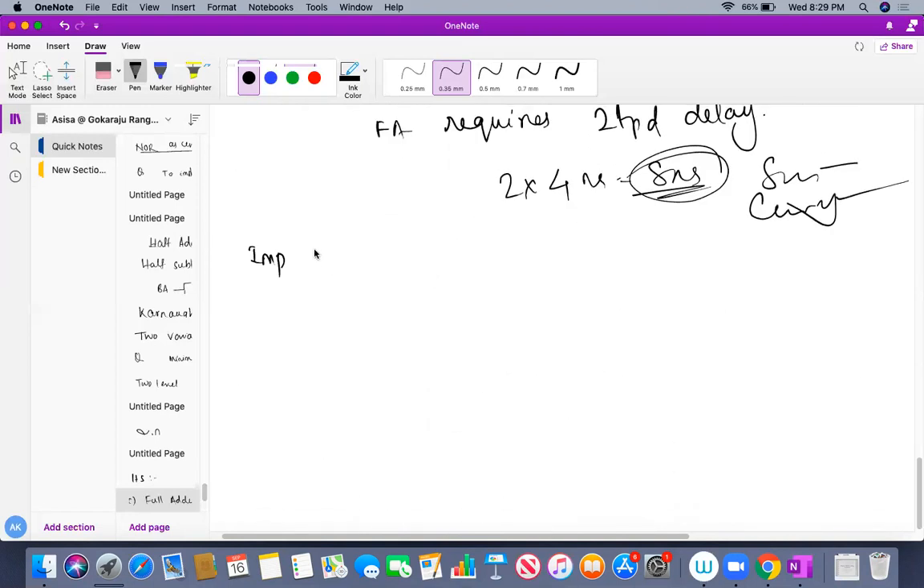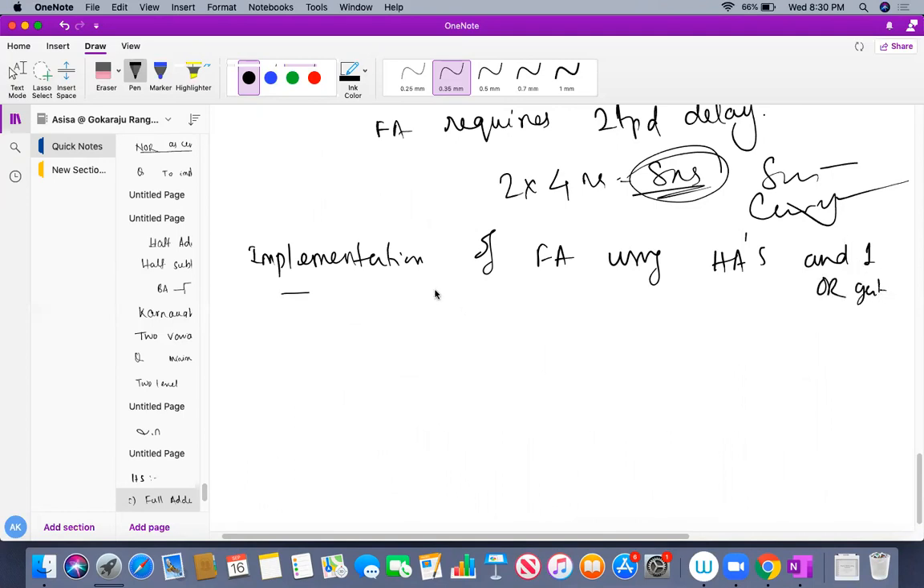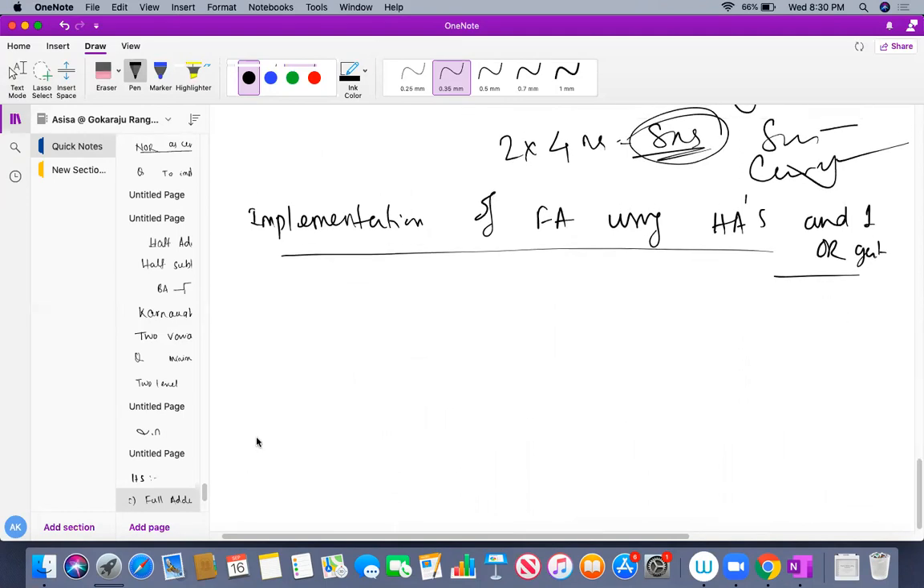So the next part is the implementation of a full adder using half adders and one OR gate. We'll see how it works; I'm going to prove it. First of all, tell me what is my half adder. What is my half adder, students? Very simple. A half adder gives sum as A XOR B and carry as A AND B. Am I correct? So this is my half adder.